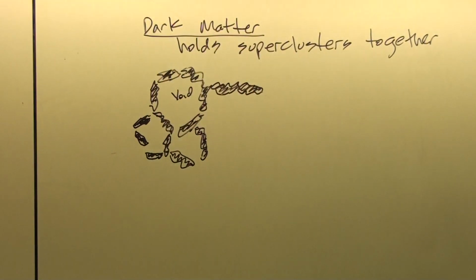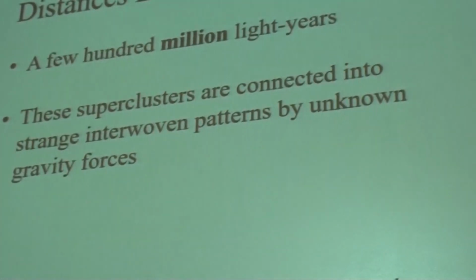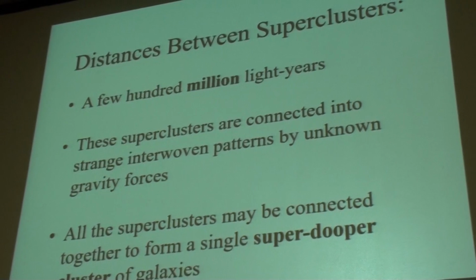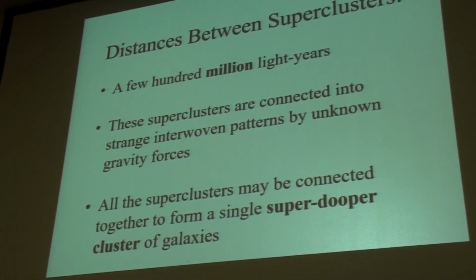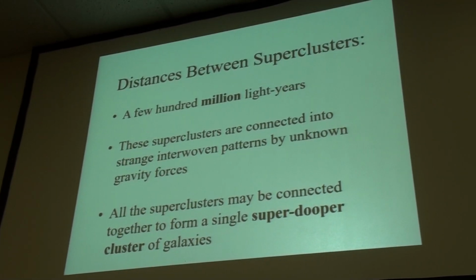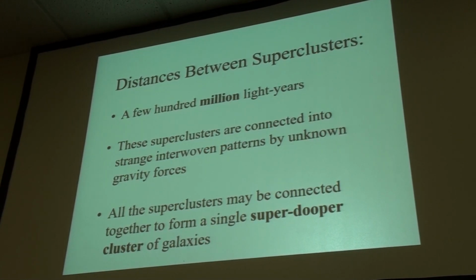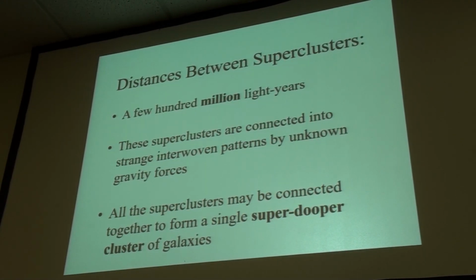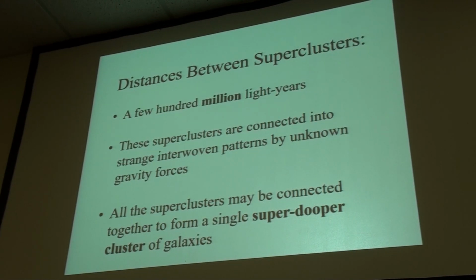And so as we go to greater and greater distances, and this is something that is yet to be conclusively demonstrated, we think that all of the galaxies might be held together by this dark matter into what we could call a super-duper cluster of galaxies. So this might be the whole universe then. It would be this one single super-duper cluster of galaxies. So you think, what a silly name. And I didn't make it up, but I am using it because that's what everybody else is calling it too.